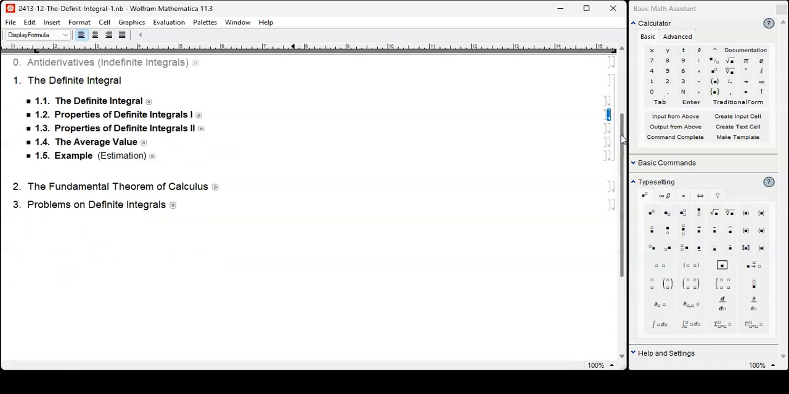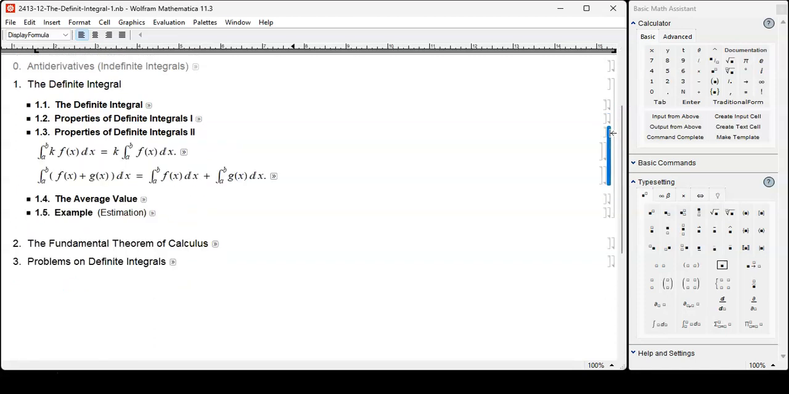Now another set of properties of definite integrals, and those go hand in hand with the properties of indefinite integrals, so they're easy to understand. You can multiply a coefficient either before or after taking the definite integral. And also, the integral of the sum is the sum of the integrals.